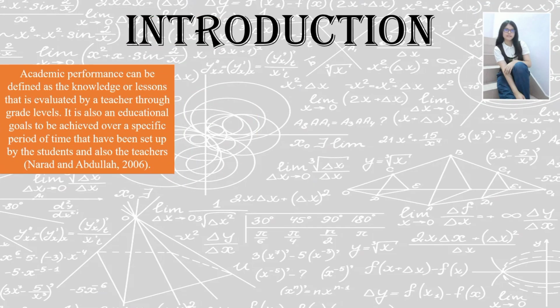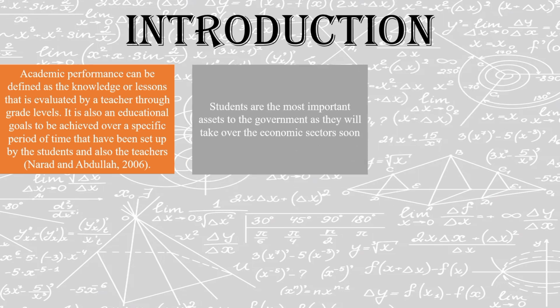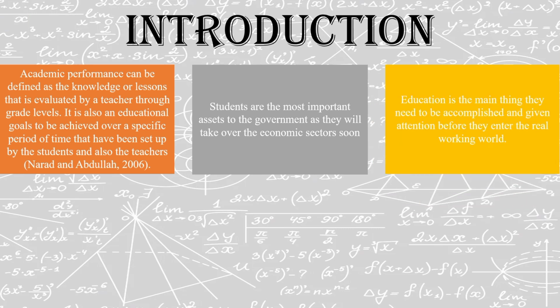According to Nara and Abdullah, academic performance is described as a teacher evaluation of a student's knowledge or lesson. It is also an educational goal to be achieved over a specific period of time that has been set out by the student and also the teacher. As we know, students are the most important asset to the government as they will take over the economic sector soon. In order to do so, education is the main thing they need to accomplish and be given attention before they enter the real working world.